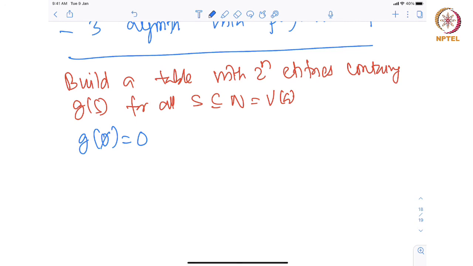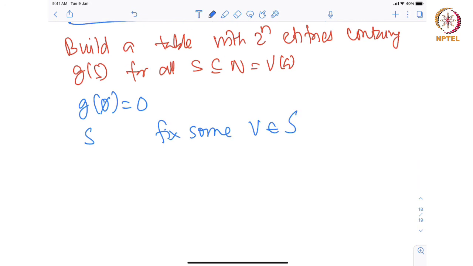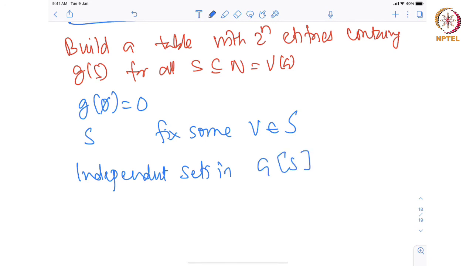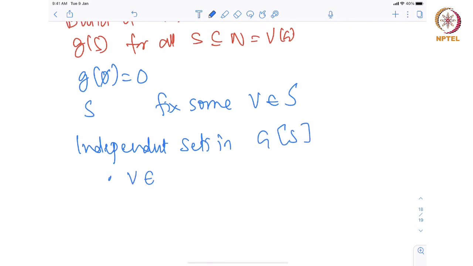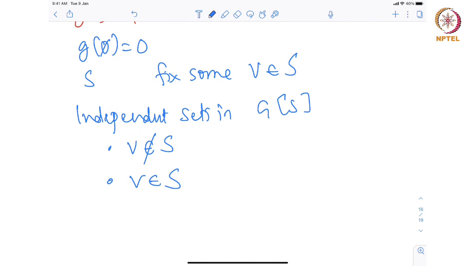Now look at some S, and fix some V in S. Now independent sets in the graph induced on S are of two types: those which do not contain V, and those which contain V. Those which do not contain V are the same as independent sets in the graph S minus V, which you have stored, which is the same as G you have stored here.